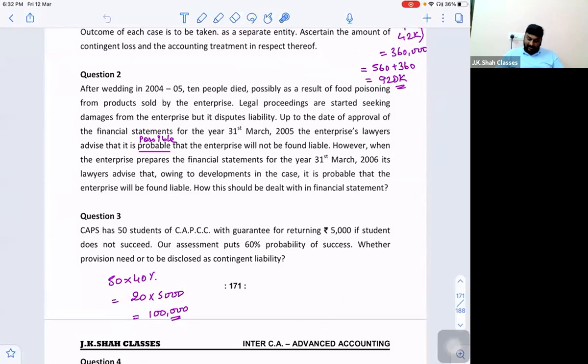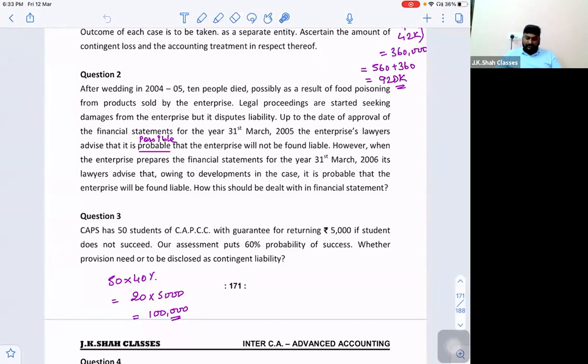Upon the date of approval of the financial statements for the 31st March 2005, the enterprise's lawyers advise that it is probable. Actually, we will not use the word probable, because probable has a different meaning. They should not have used the word probable, because they have given the solution as per the word possible. So we will rather use the word possible: the enterprise's lawyers advise that it is possible that the enterprise will not be found liable.